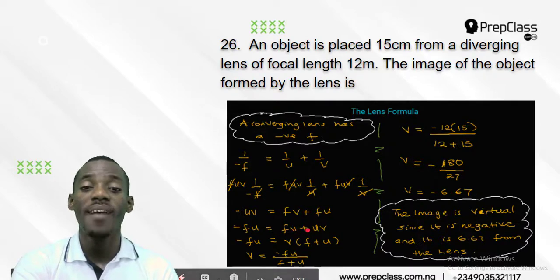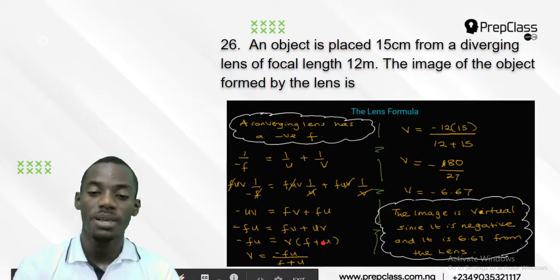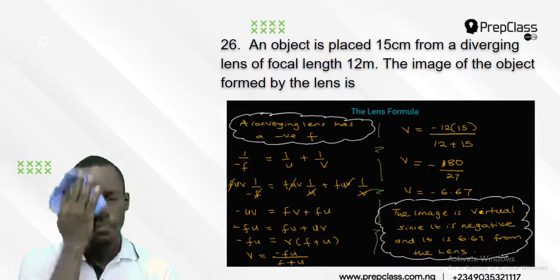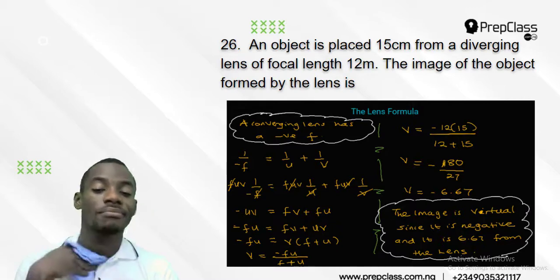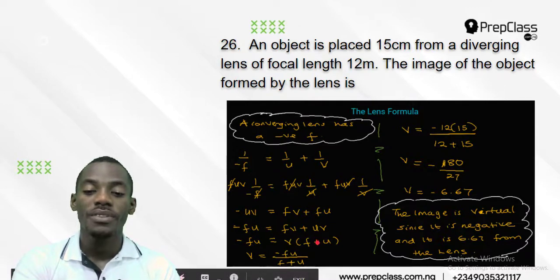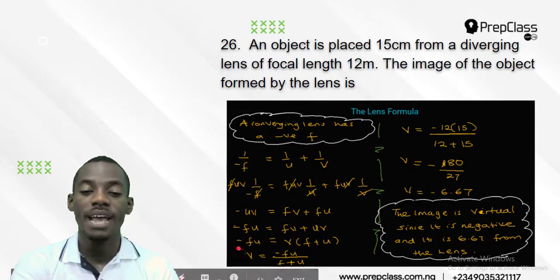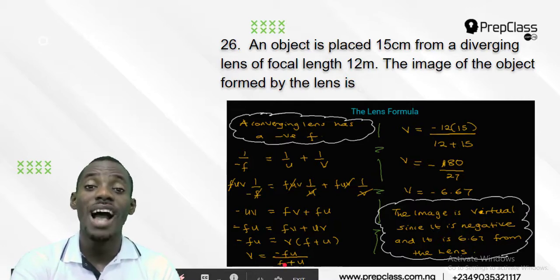Now factorize V because V is common. So bring it out. V is common. I'll be left with F plus U. So we have minus FU equals V bracket F plus U. Now remove the F plus U and bring it under the minus FU. That will become V equals minus FU over F plus U. And that's the formula to use to answer this question.